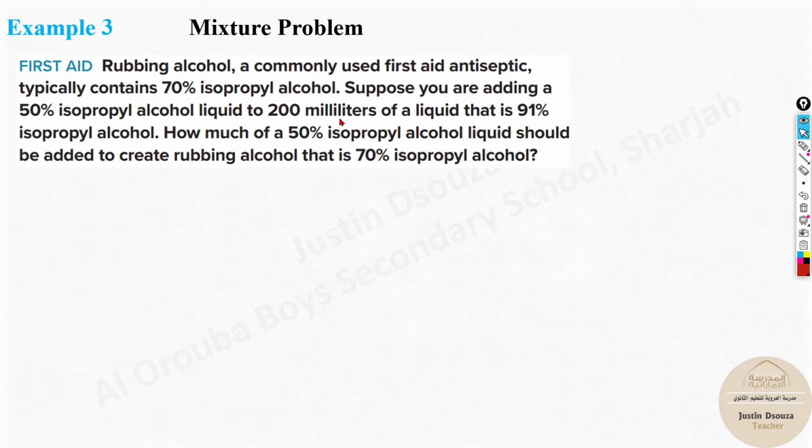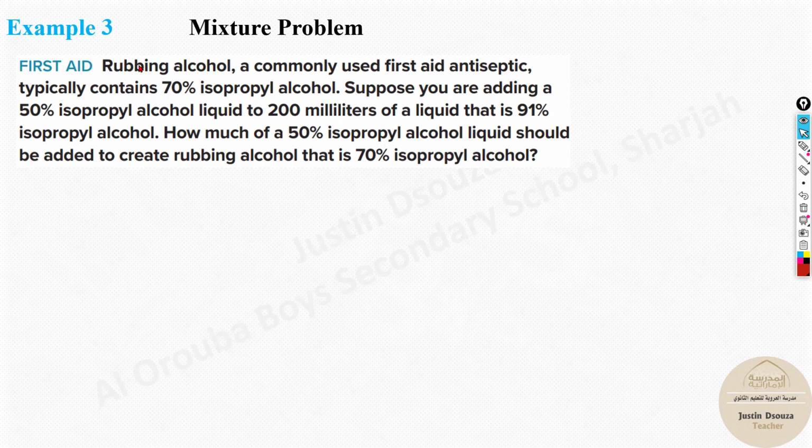Let's read this. First aid, rubbing alcohol, a commonly used first aid antiseptic, typically contains 70% isopropyl alcohol. Suppose you're adding a 50% isopropyl alcohol liquid to 200 milliliters of liquid that is 91% isopropyl alcohol. How much of the 50% isopropyl alcohol liquid should be added to create rubbing alcohol that is 70% isopropyl alcohol? Okay, I got the gist of it.